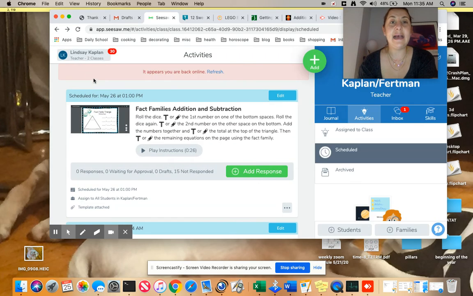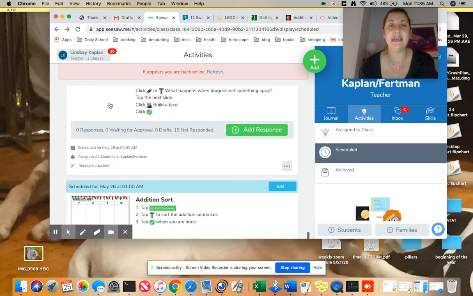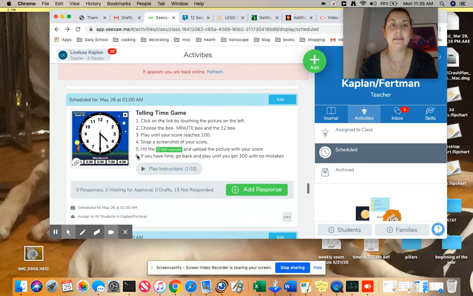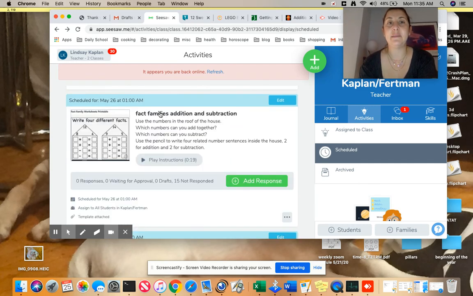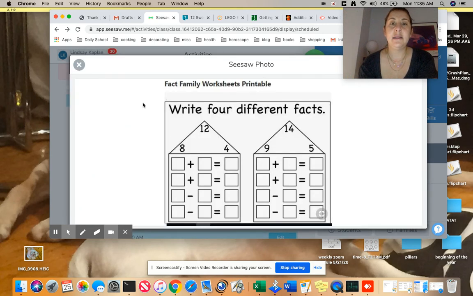Okay, and then lastly, we have one more activity that is called Fact Families Addition and Subtraction. For this one, they're a little different. We still have our triangles, but they made them look like houses, because sometimes they do that with fact families, just because when you think about families and a house, sometimes people use this shape to help you understand them. So for this one, they already give you the fact families.